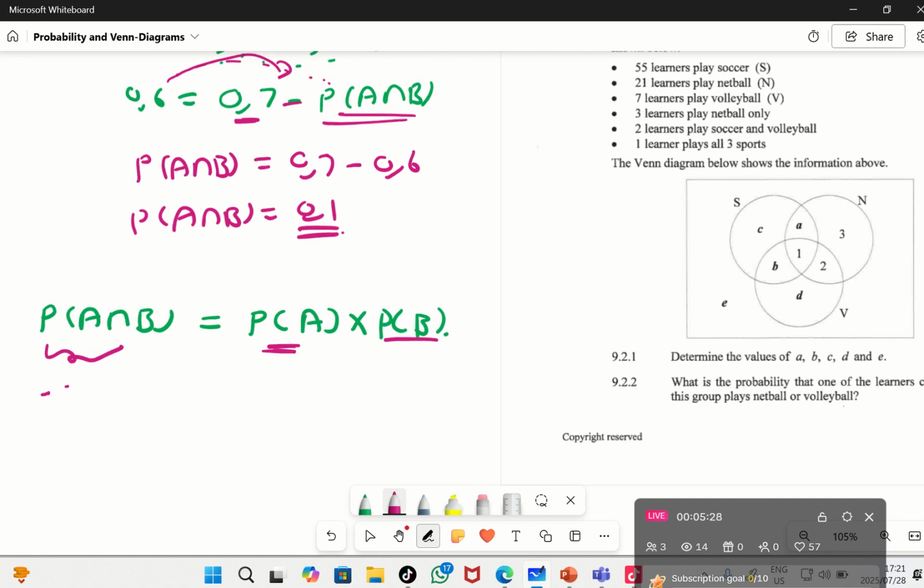Now, let us start with the probability of A and B. We've already found that just now. So the probability of A and B equals 0.1. Okay, that's fine. So now we're going to multiply the probability of A and B and see if this gives us the answer of 0.1. If the product of these two gives us the answer of 0.1, it means that the two events are independent. If it's not 0.1, it means that the two events are not independent. Are we clear with that? Class, confirm? Speak into the mic, please.